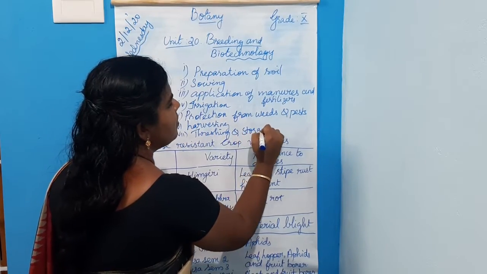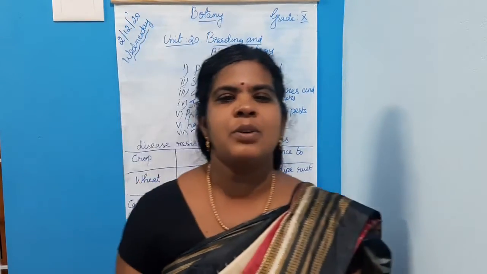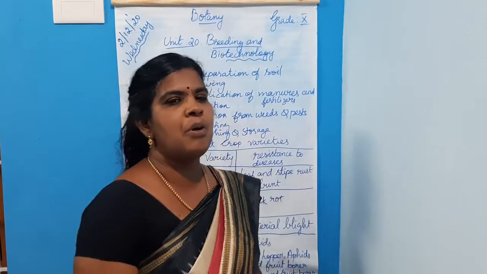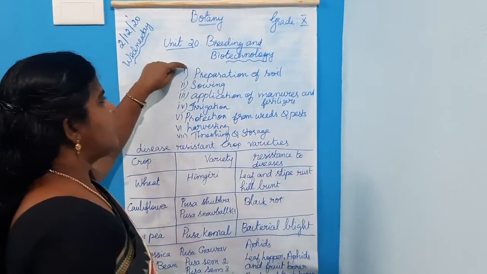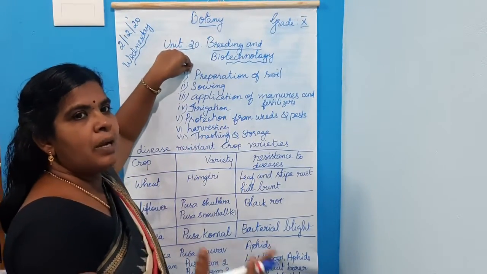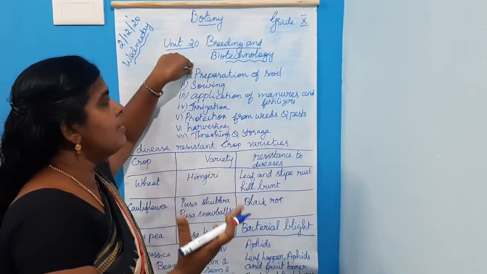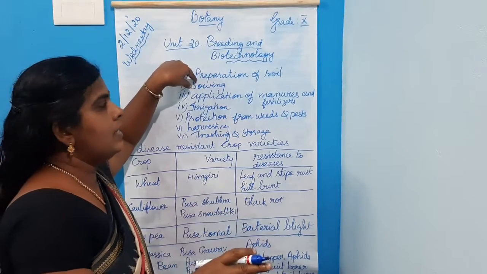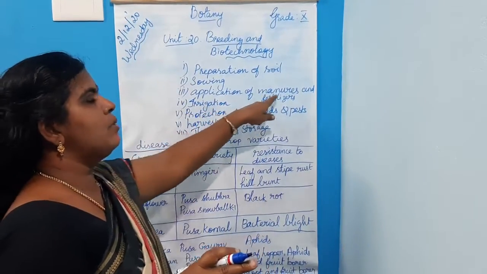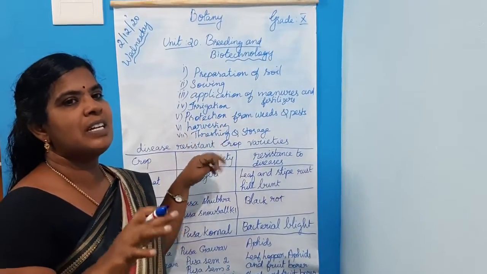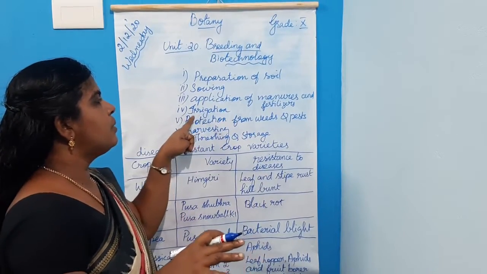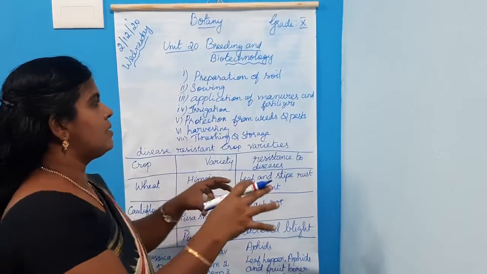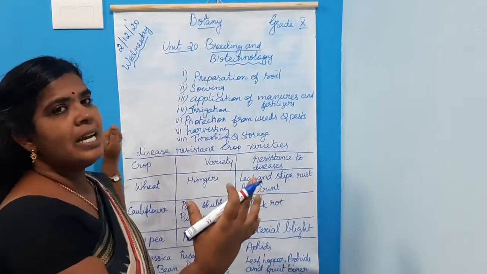These are the agricultural practices, the activities carried out to improve the cultivation of plants. It includes preparation of soil. How to prepare the soil? By ploughing. What is ploughing? Loosening of soil, isn't it? Sowing is the process of putting the seeds in the soil. Application of manures and fertilizers: applying manures and fertilizers in the soil to improve the nutrient content.